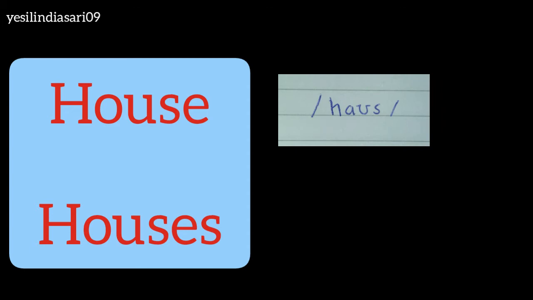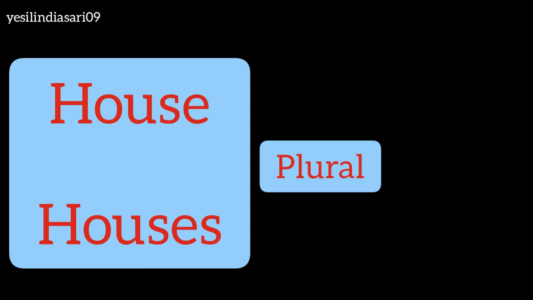For example, from this process is the word house. We pronounce it house, but when turning into plural, house with suffix es, the pronunciation becomes houses. It's not houses with an S sound, but houses with a Z sound.